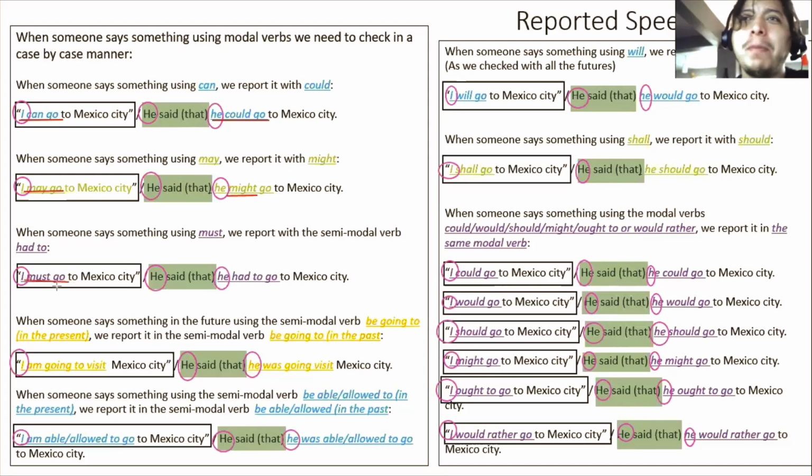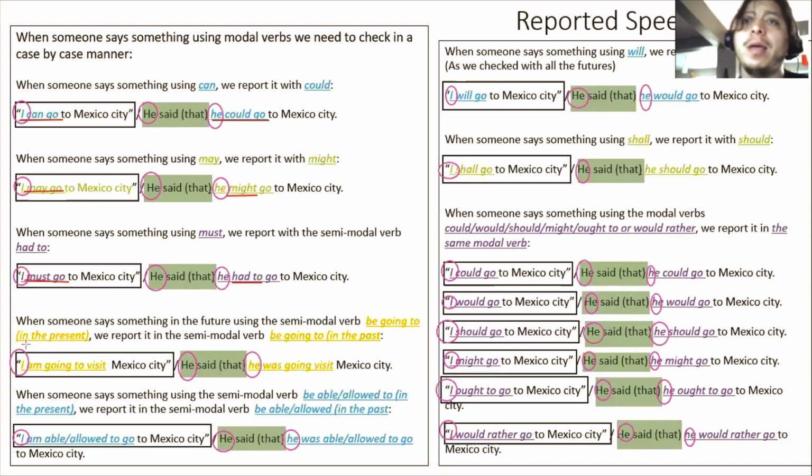We don't really have a past for must. Must is must, and you cannot really send it to the past. So instead of using must, we're going to use the semi-modal verb have to, but in the past. So it is going to be had to. I must go to Mexico City. I have the obligation. He said that he had to go to Mexico City, that he had the obligation.